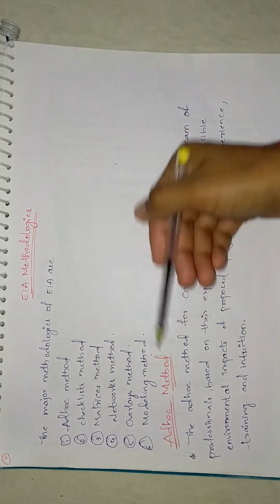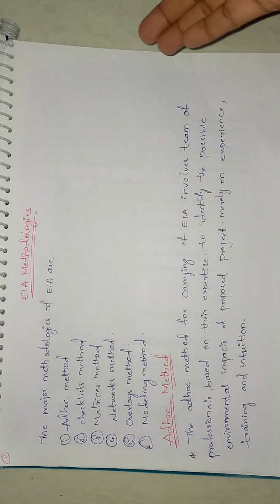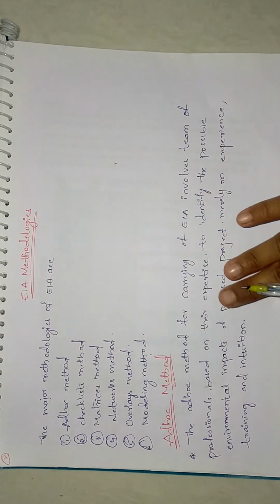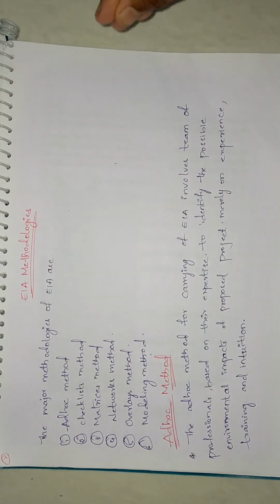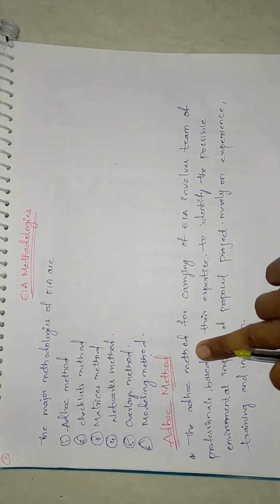So all these methods are just for analyzing the environmental consequences only, like if we execute or implement that project, what are the things we have to face in the end. The goal of these methods is the same, but they vary in how they execute. So let's see the ad hoc method now.